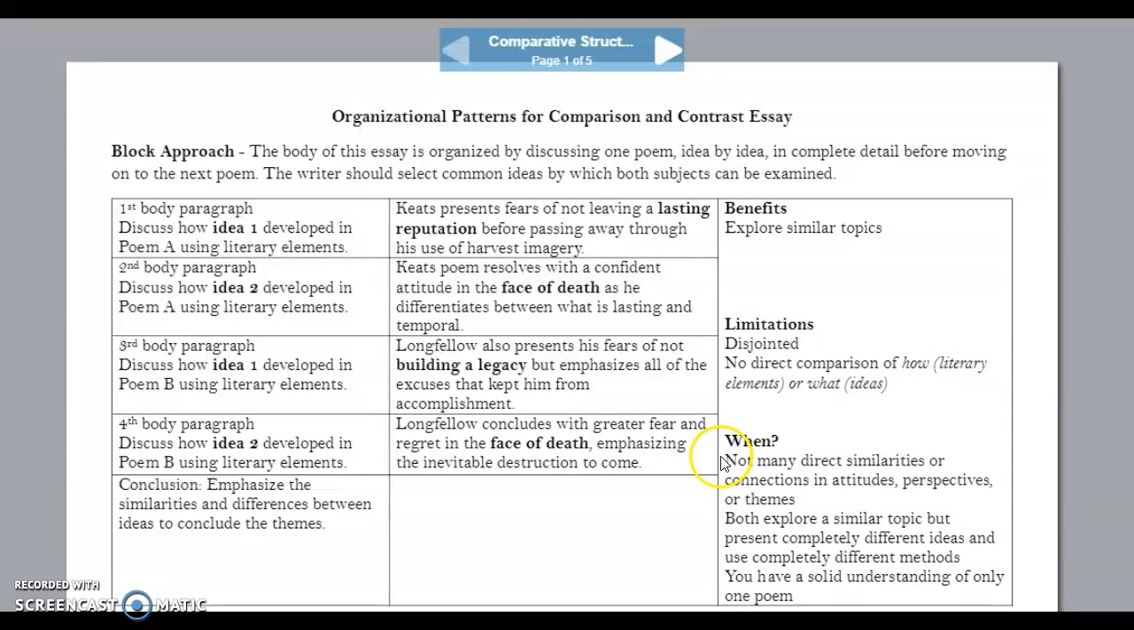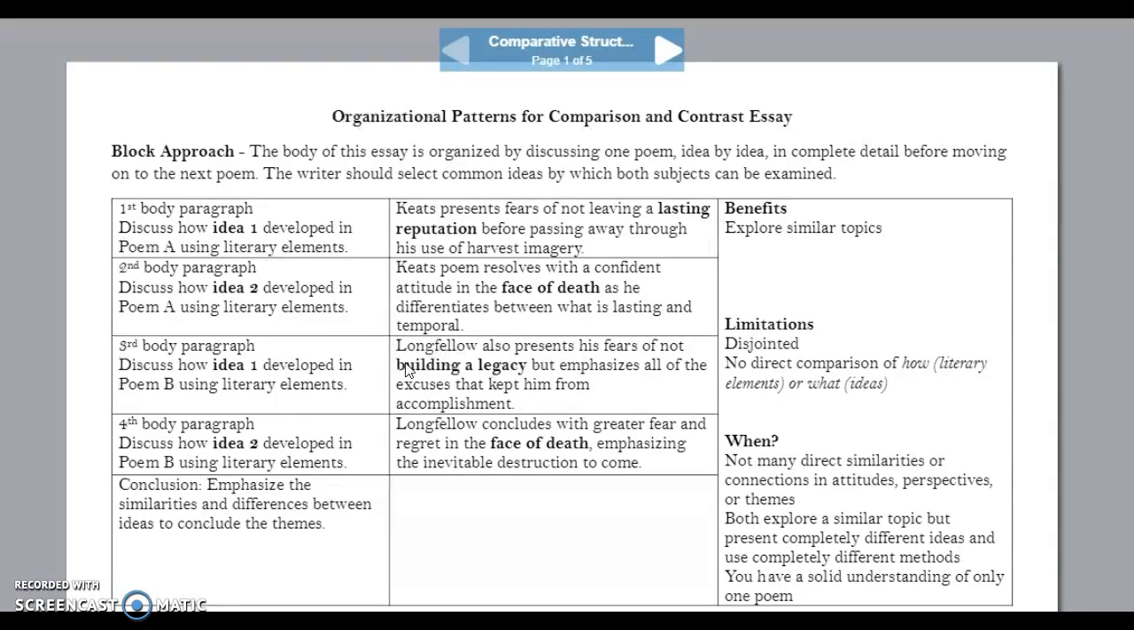You might use this structure if you don't see many similarities between the attitudes, the perspectives, the themes. Maybe you want to explore a similar topic between the two, but both poets have completely different perspectives, completely different methods of displaying their ideas. Or this option is good if you only have a solid interpretation of one poem. You could really shine by analyzing one poem in depth, and then for the other one that you don't really understand, you could present a minimal analysis of it. That's at least going to get you into that 5 range on the timed write rubric.